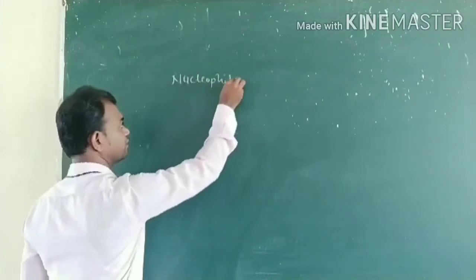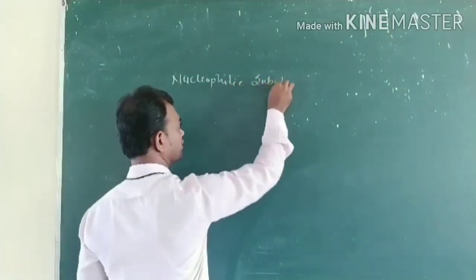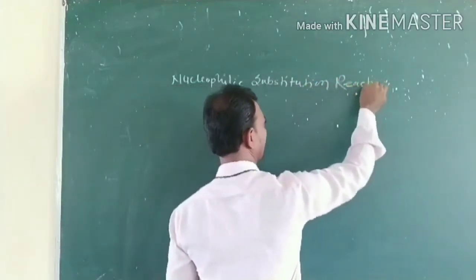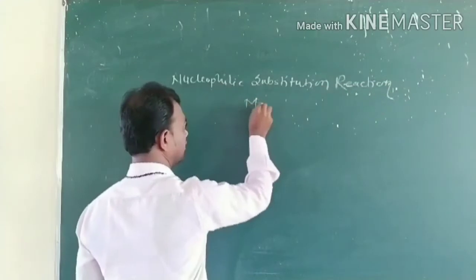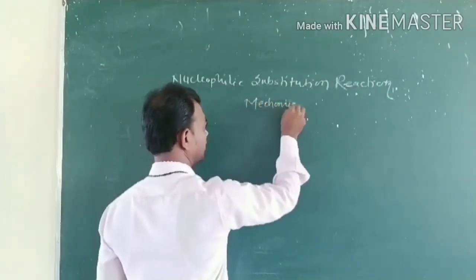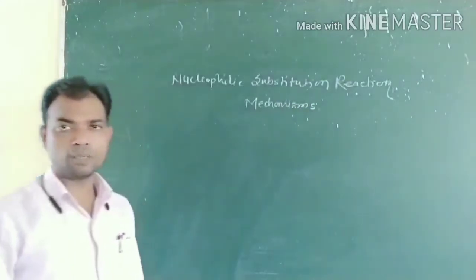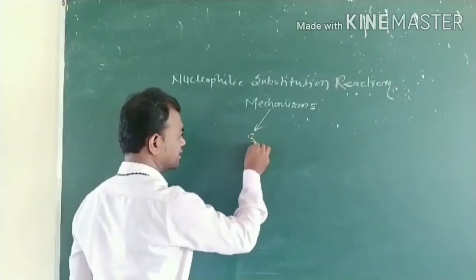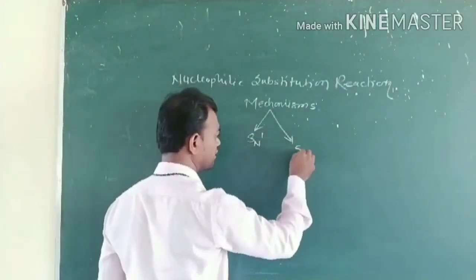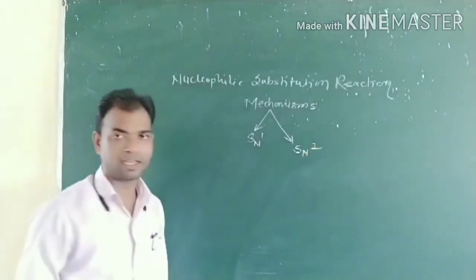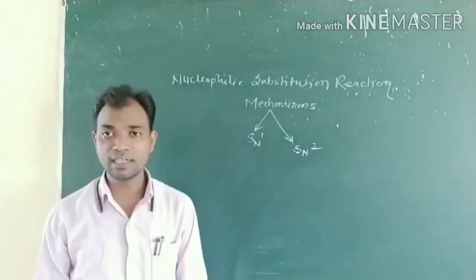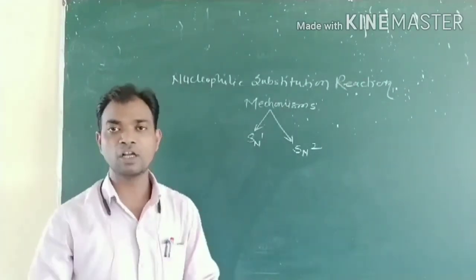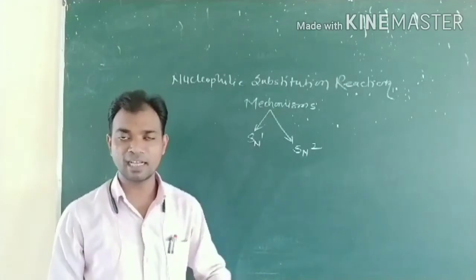Nucleophilic substitution reaction and its mechanism. There are two types of nucleophilic substitution reaction mechanism. The first one is the SN1 type of reaction mechanism and the second one is the SN2 type of reaction mechanism. Before we start the SN1 or SN2 mechanism, we will first discuss some terminology involved in the reaction mechanism.